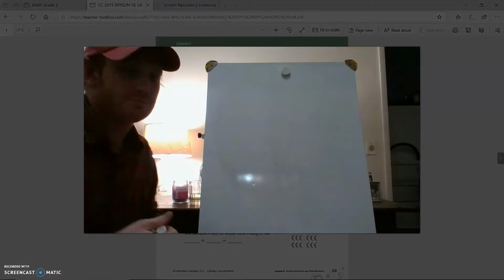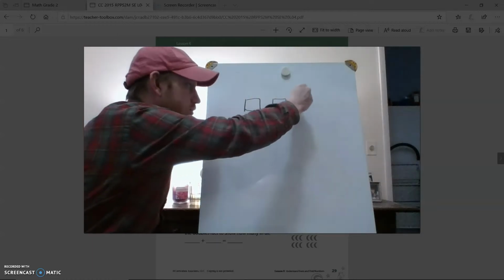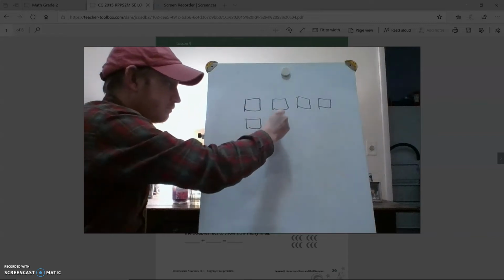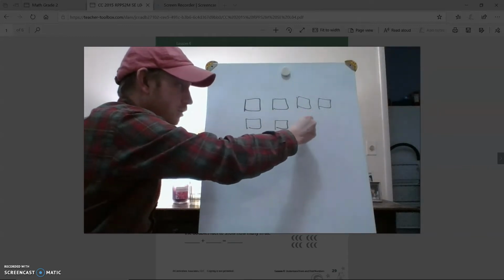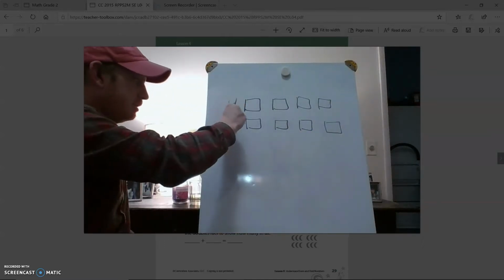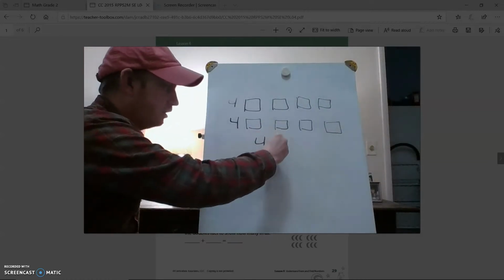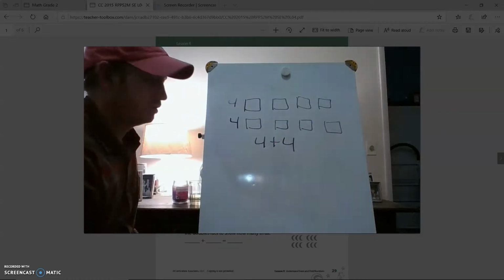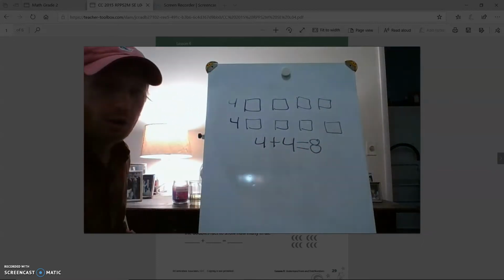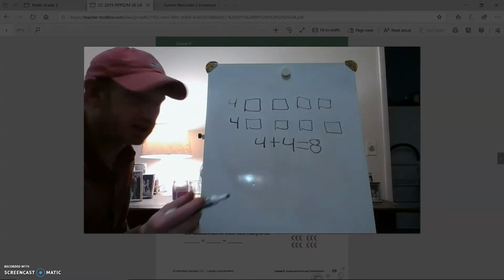So to copy our picture, we have 1, 2, 3, and 4, and then another group of 1, 2, 3, 4. So we have 4 on this side, we have 4 on this side, and that would lead us to a doubles fact of 4 plus 4, and that equals 8. What would happen if we added 1 to the whole thing? What would our picture look like?